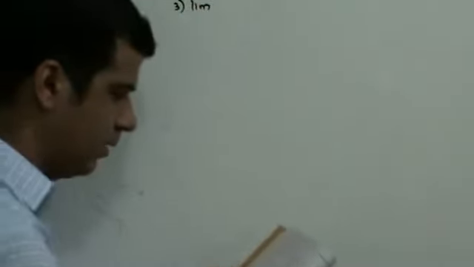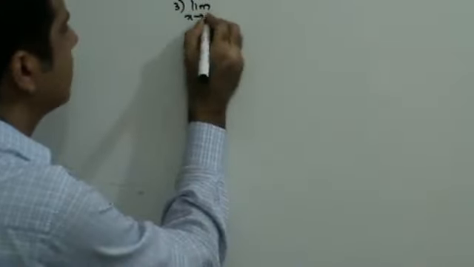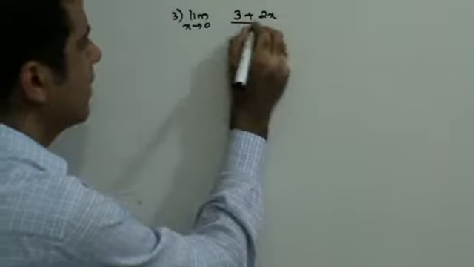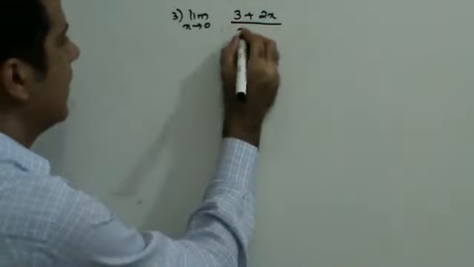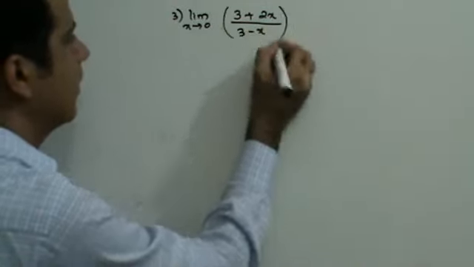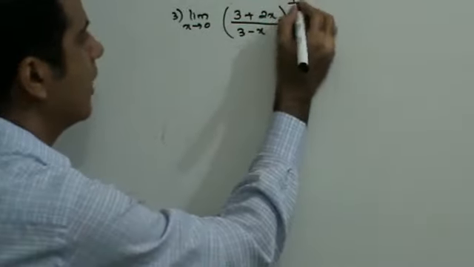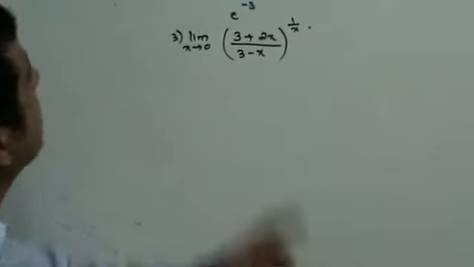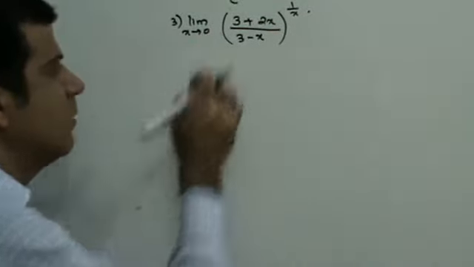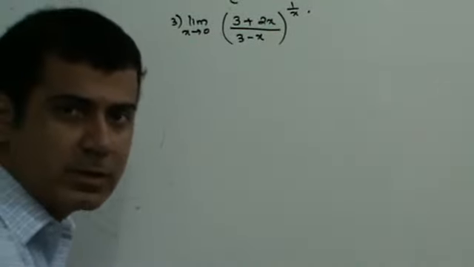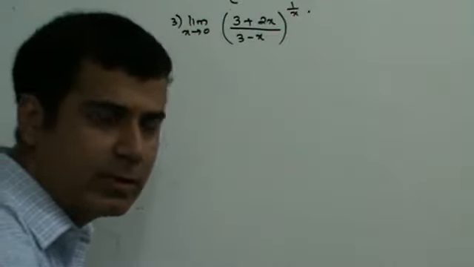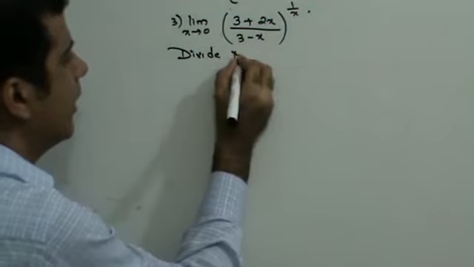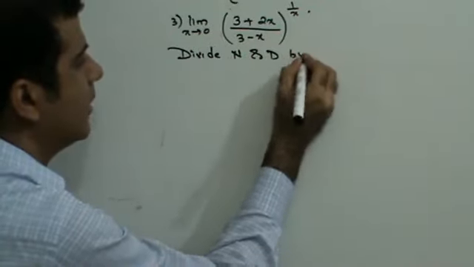Limit of x tends to 0, (3 plus 2x upon 3 minus x), the whole raised to 1 upon x. Right? Let's see this sum. Now the problem is my formula says that the first term should be 1. Here the first term is 3. How do I convert this into 1? For that I will divide numerator and denominator by 3.